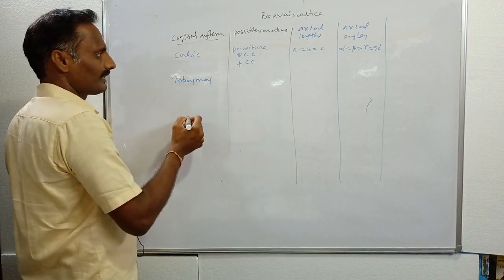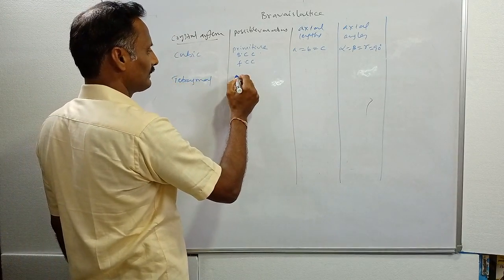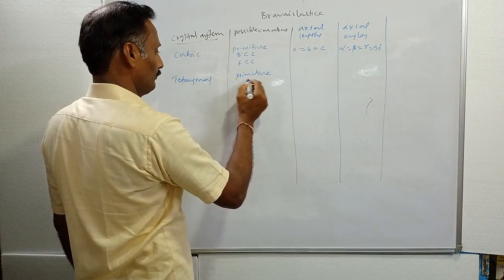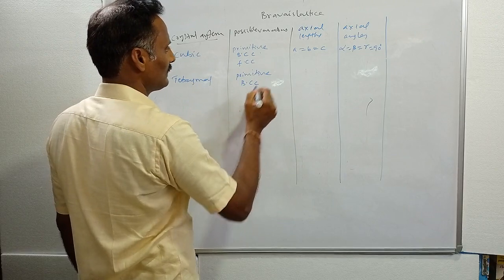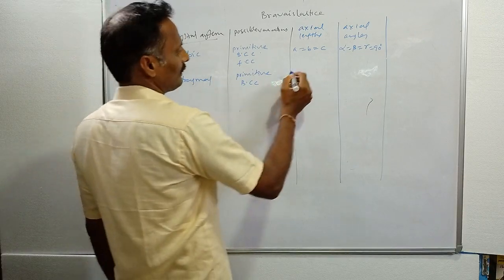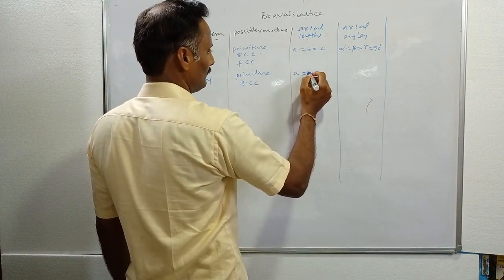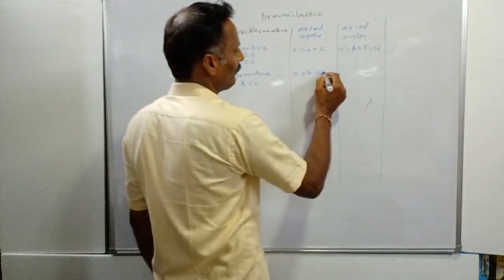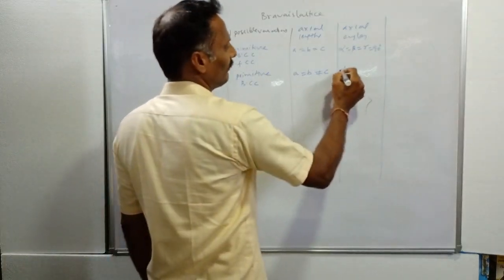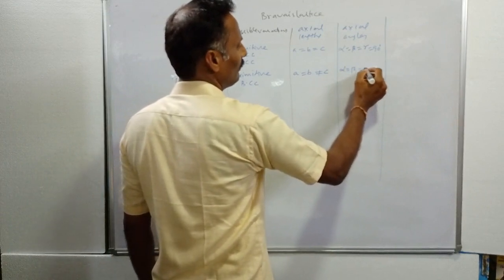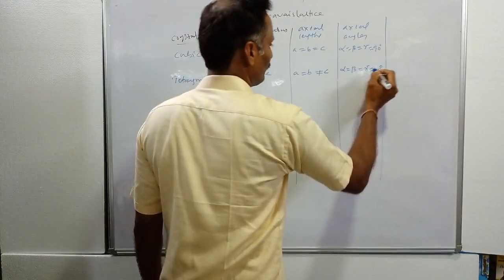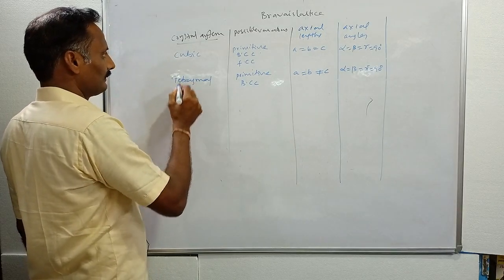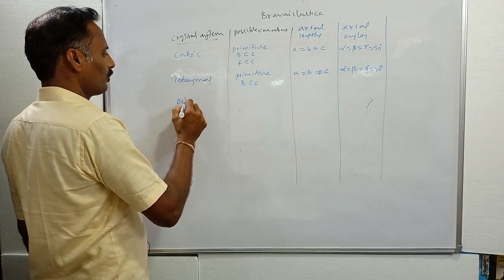The second one is tetragonal. In tetragonal we have 2 variations. One is primitive unit cell, one is BCC. Here A equal to B and B not equal to C. Here alpha equal to beta equal to gamma equal to 90 degrees, the angle of edges. Next, after cubic and tetragonal, this is orthorhombic.